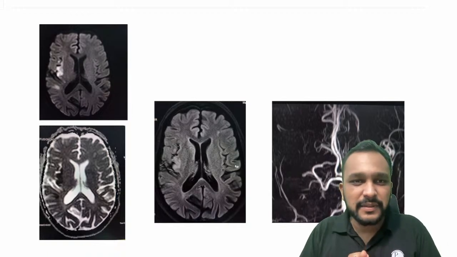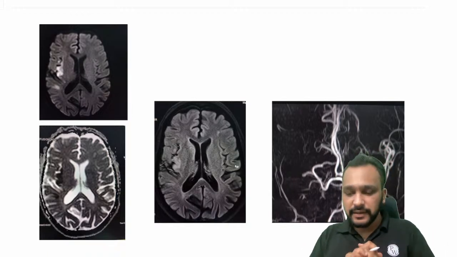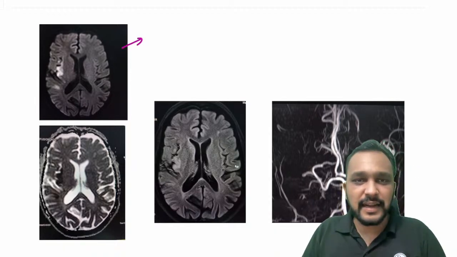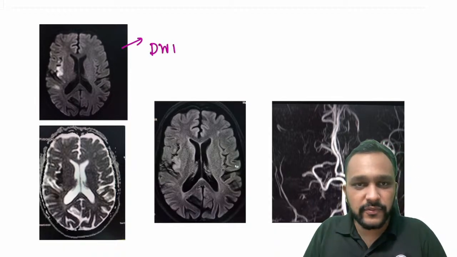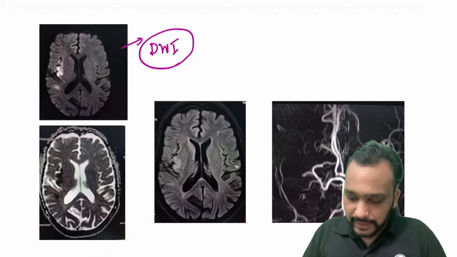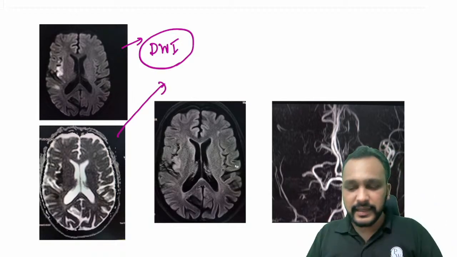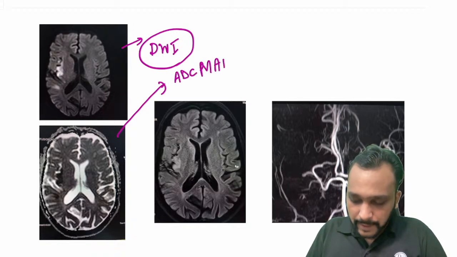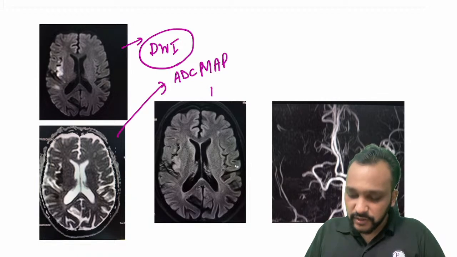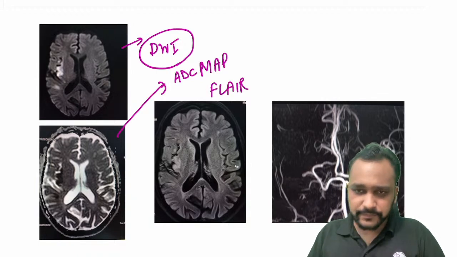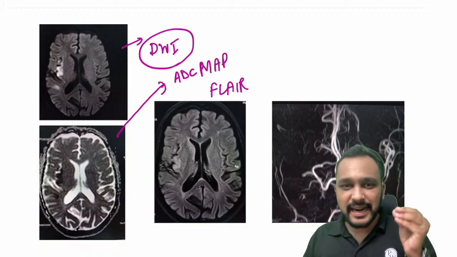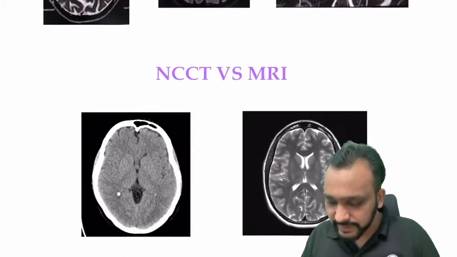So guys, this patient presented to us with left-sided hemiparesis. So few images are shown to us. The first image that is shown here is a diffusion weighted imaging, right? And every diffusion weighted imaging is accompanied by an ADC map. The third image here is your FLAIR image, and the last image is the angiography image, right? So we are going to understand these images by the end of these lectures.